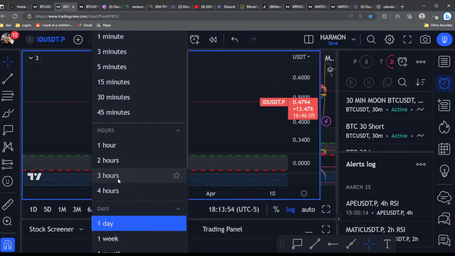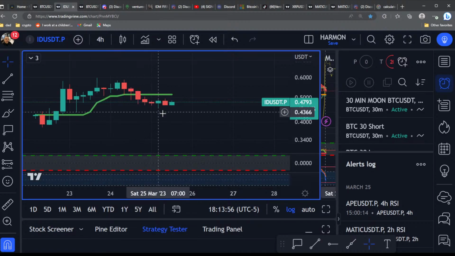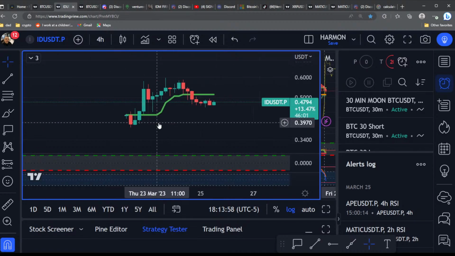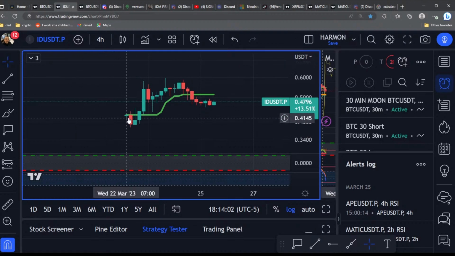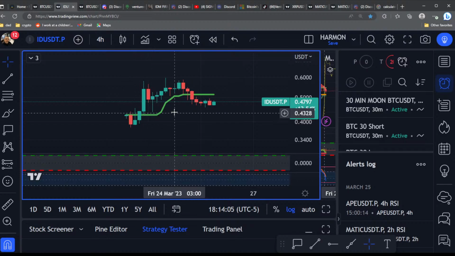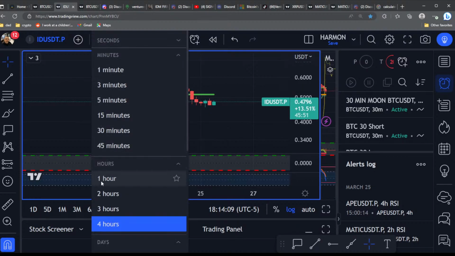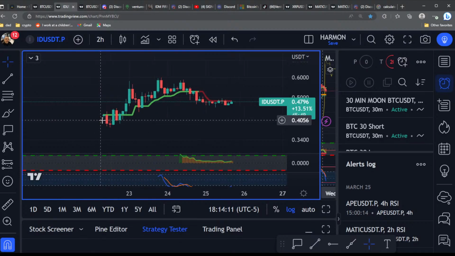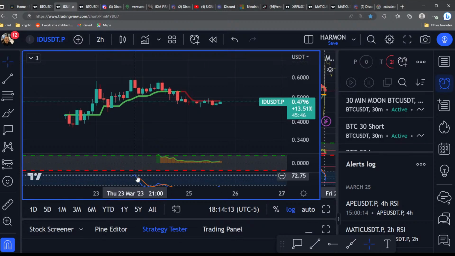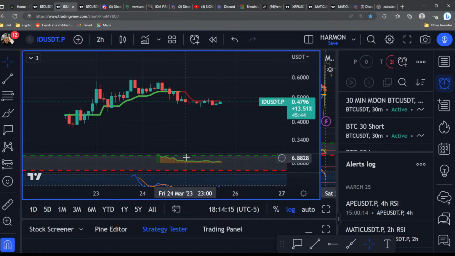So first of all, not enough information on the daily. We're going to jump to the 4 hour, right? We have a nice little trend here on the 4 hour. We are green, which is nice to see. Let's go to the 2 hour to see if we can get any movement. So now we're starting to see RSIs. We're starting to see volume.